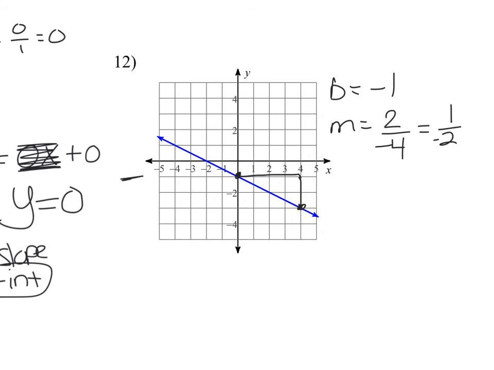Okay. If you look with my slope, I can go up 1 and to the left 2, or I can go down 1 to the right 2. And I'm still on the line, right? So my equation is going to be y equals, my slope is -1/2 x, and my y-intercept is -1.